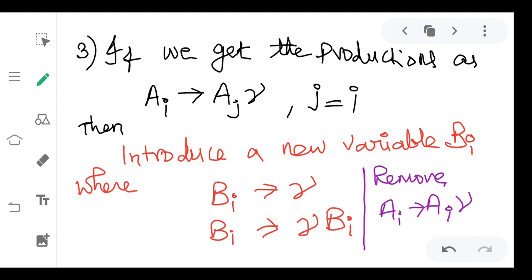In that situation, we have to introduce a new variable Bi where Bi produces gamma or Bi produces gamma Bi. We eliminate the productions Ai produces Aj gamma, that is Ai produces Ai gamma, by an equivalent production by introducing a new variable Bi where Bi produces gamma or Bi produces gamma Bi.